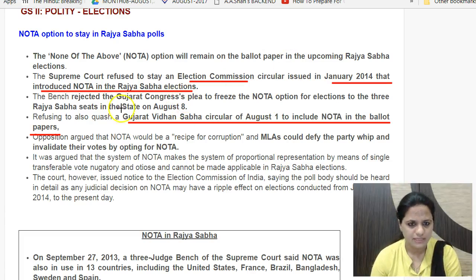Apart from this, the issue now is that the opposition, the Congress of Gujarat, wants the Election Commission circular to be stayed and this Gujarat Vidhan Sabha circular also to be stayed.